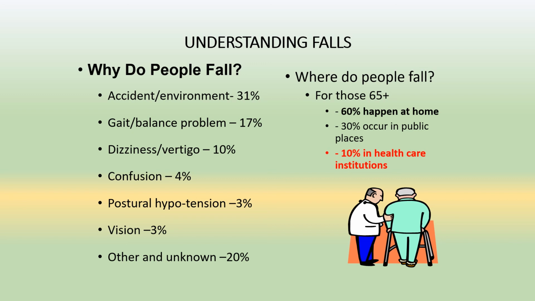So where do people normally fall? For those 65 and above, 60% happens at home. Another 30% occurs in public places and only 10% in healthcare institutions. However, we need to protect them when they are in healthcare institutions.